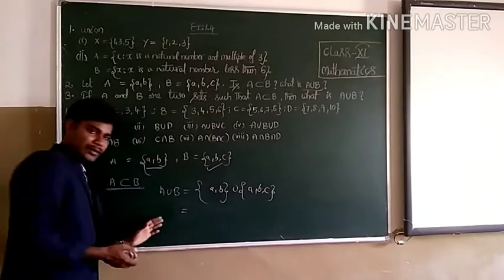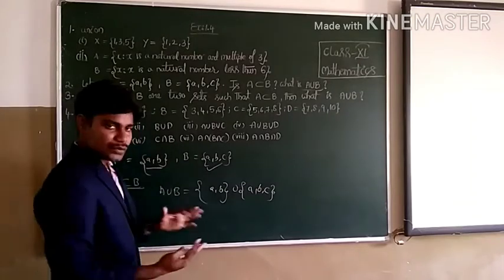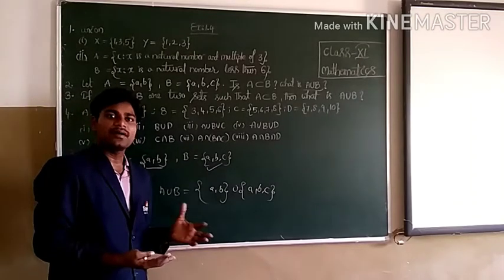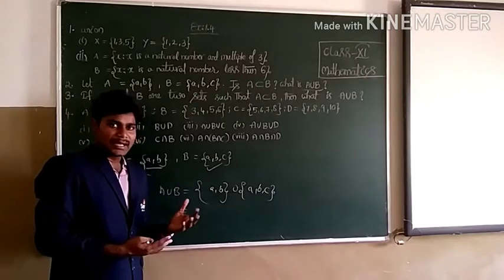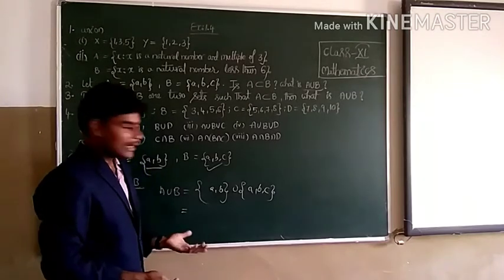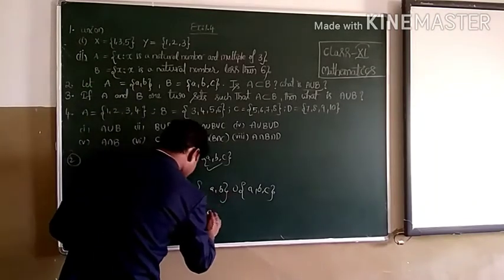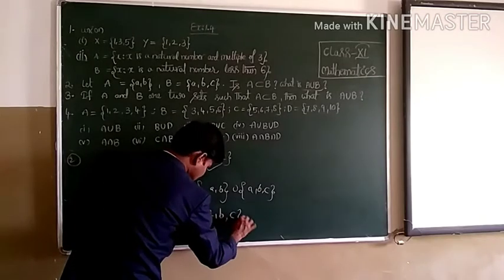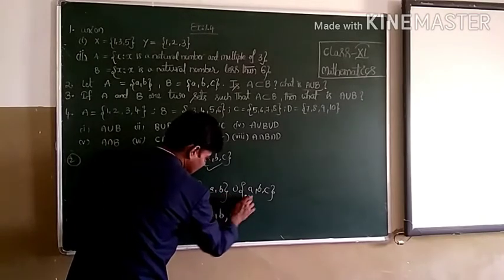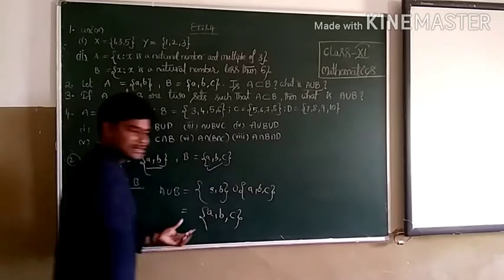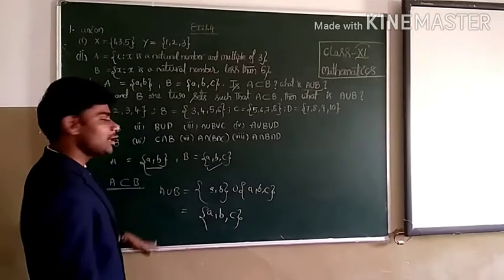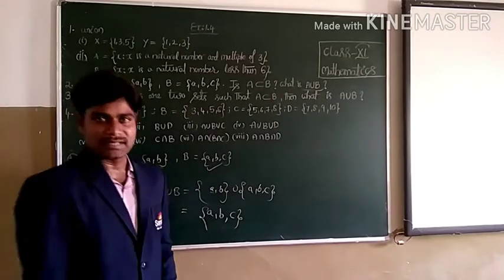Here, the definition of A union B is that the union of two sets is a set consisting of the elements in A or in B or both A and B. So here we need to consider A, B, C only. Here A, B are available, and the extra element is C: A, B, C. In this way we need to find out the union of two sets.